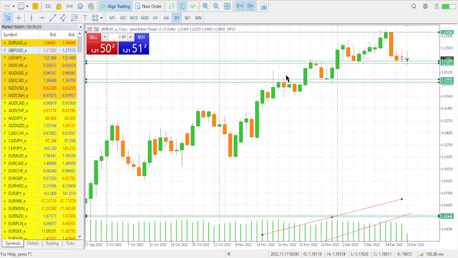So we have a resistance, a break above, there is a pullback, we have a support. If the price descends below this line, we expect it to continue downwards at least up to this point here.